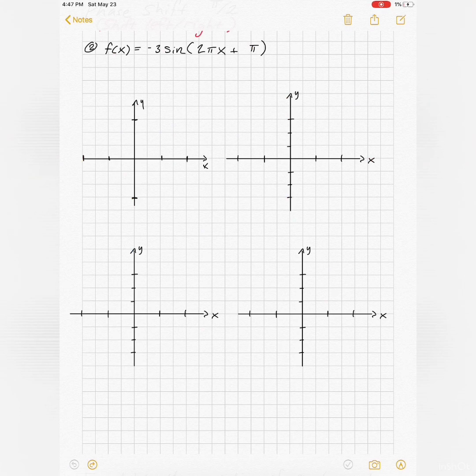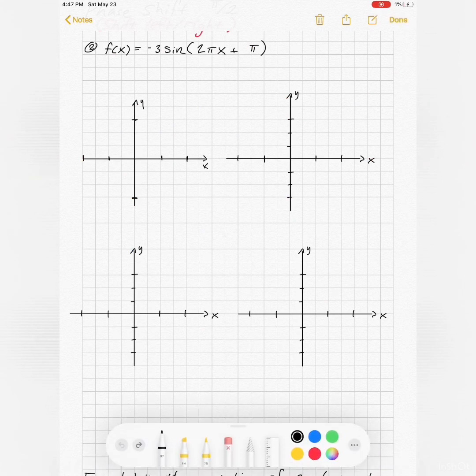Shall we try another one? So with number 2, you can see the base graph would be sine of x. Let's see, sine of 0 is 0. Sine of pi halves is 1.